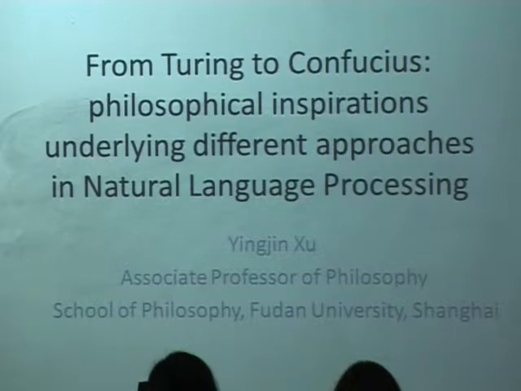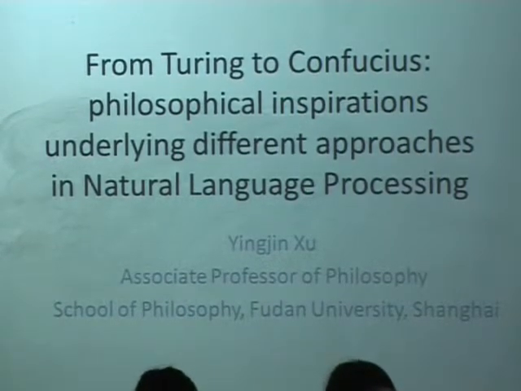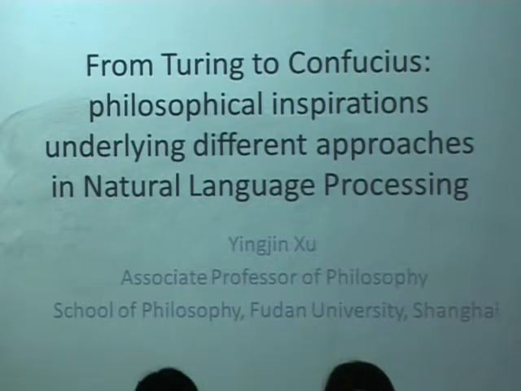So the title is From Turing to Confucius. People will ask, Confucius lived in the Spring and Autumn period, so according to the historical sequence, I should say from Confucius to Turing. But I put Confucius last, not only because I'm Chinese, but also because I found that he is more interesting. He has a more philosophical significance. The topic is natural language processing, but maybe I will also talk about something related to it.